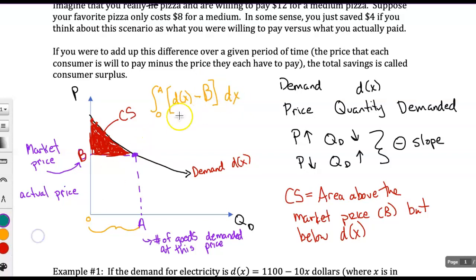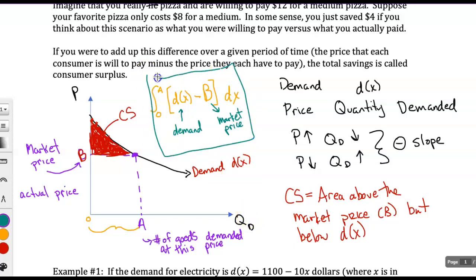So if you want to just memorize it, this is the demand curve, and this is the market price. This is the formula you want to memorize for consumer surplus. You don't necessarily have to memorize it if you can draw it out real fast. It should really make sense. The upper curve is the demand curve, and the lower curve is the horizontal line, y equals B. And you integrate from 0 to the quantity demanded, so 0 to A. So you're finding the area under the curve.